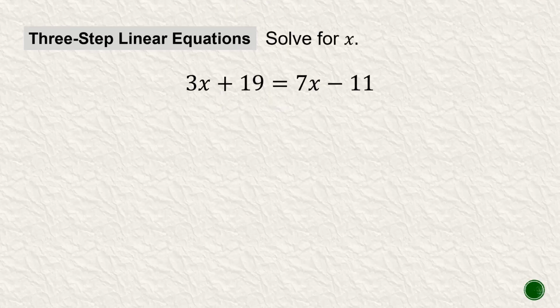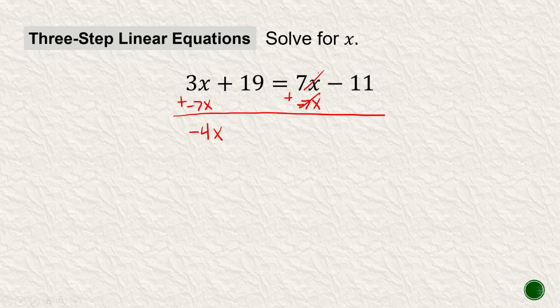And this is the last example for this topic. Alright, so here we have 3x plus 19 equals 7x minus 11. First step, we need to remove the term with x on the right side. And the way to do that is by adding its inverse. So the inverse of positive 7x is negative 7x. 3 plus negative 7 is equal to negative 4x.